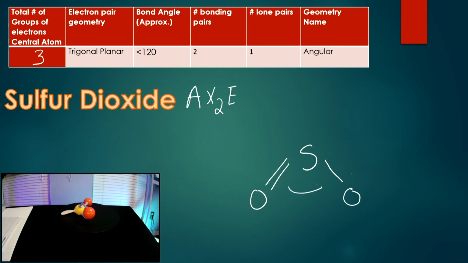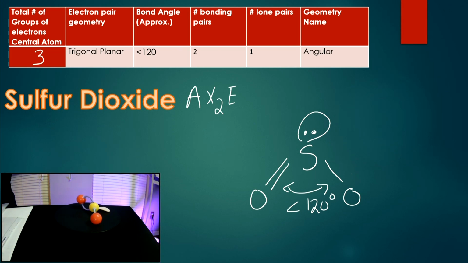And the bond angle is between the oxygens. It's going to be less than 120 degrees, and that's because of this lone pair of electrons at the top. So we'll draw a little bubble surrounding those lone pairs. That pair of electrons is going to force those oxygens in the molecule to become closer to each other, or further away from that lone pair. So this is trigonal planar in terms of electron domain geometry, but we call it angular in terms of its molecular geometry. That lone pair is causing that bond angle to be less than 120 degrees.